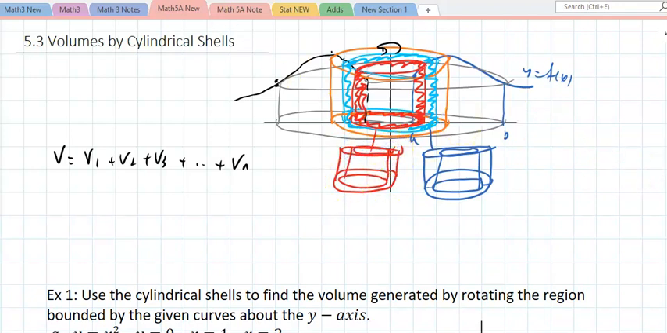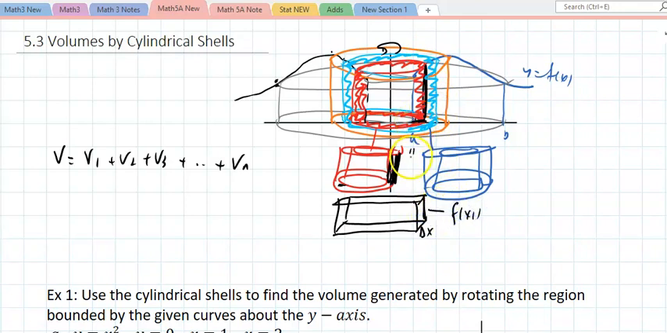Now, to find the volume of each of those, I'm going to cut this open, and it's going to look like this when I put it out flat, in which this thickness is delta x. This height is f of x1. If I call this x sub 0, that is x1, that is x2, that is x3, and that is xn.